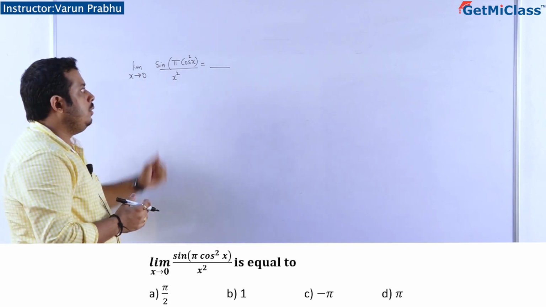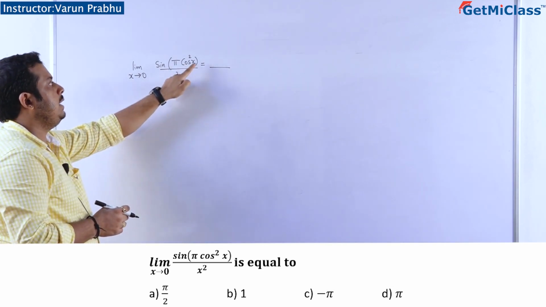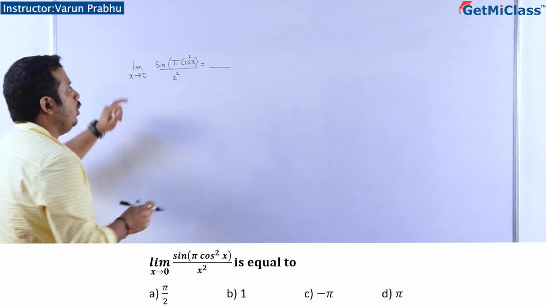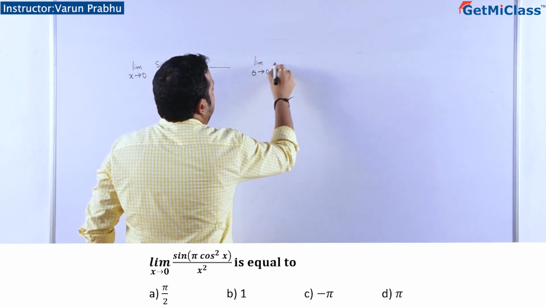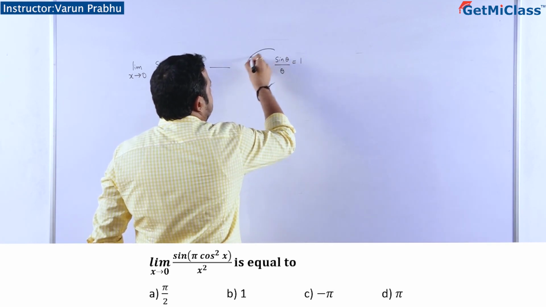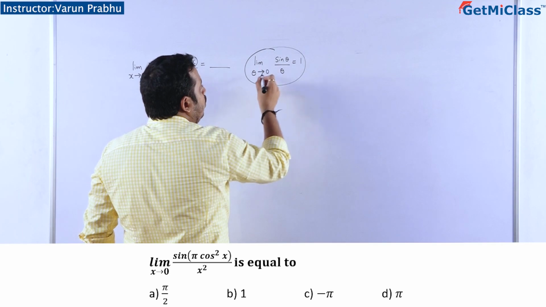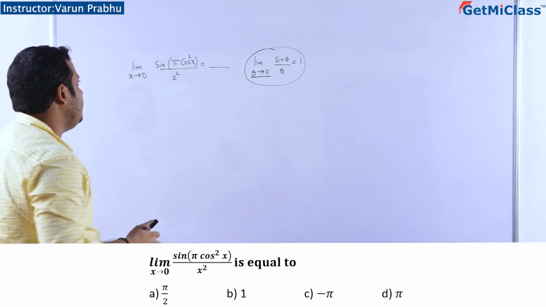This is a very important question, students. The question looks simple, but if you directly multiply and divide by pi cos squared x, you will not get the answer, because here the limiting value of sine theta by theta should be equal to 1. For this sandwich theorem to hold good here, theta must tend to 0. All right, now theta must tend to 0.